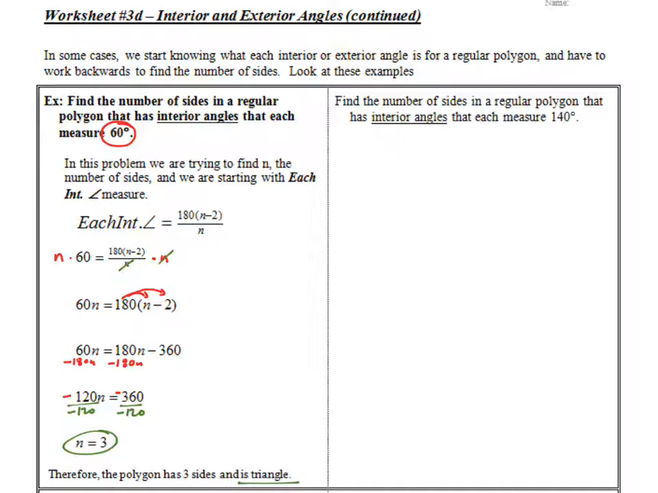All right, pause the video right now and try this example. So you're trying to find a regular polygon where the interior angles each measure 140 degrees. So pause the video and try this on your own.